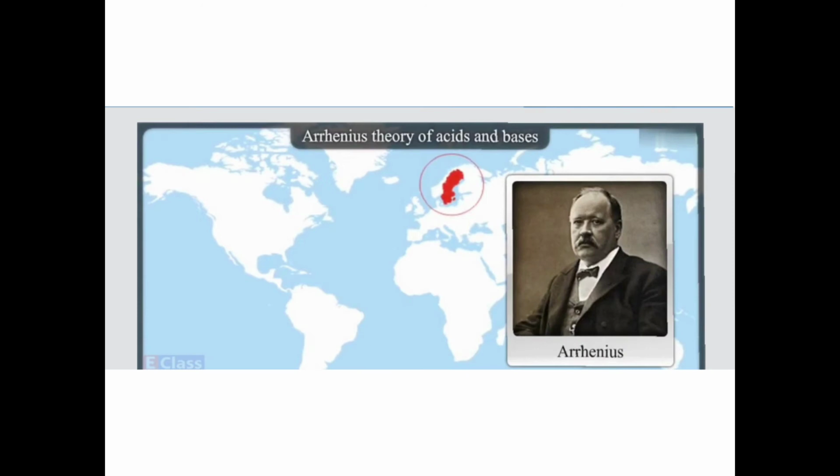I'll just talk about the scientist Arrhenius, as he has given the theory of acid and base. This Arrhenius is the Swedish scientist. I have shown that Swedish part in the world map also. He was the Swedish scientist who put forward the theory of acid and base at the end of the 19th century, roughly in 1887. He gave the definition of acid and base, and he gave a very easy definition.